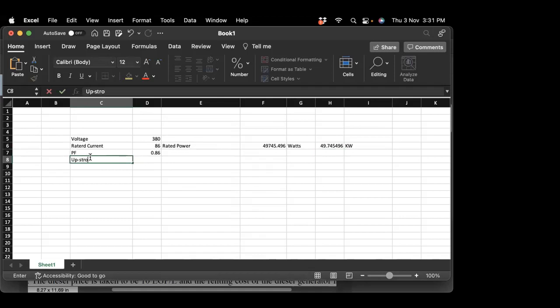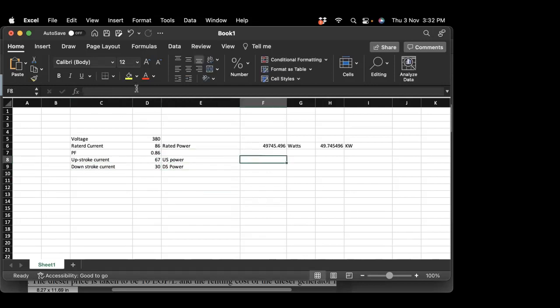However, following the given information, we have an upstroke current of 67 and a downstroke current of 30 ampere. So you can here calculate the upstroke power and the downstroke power.